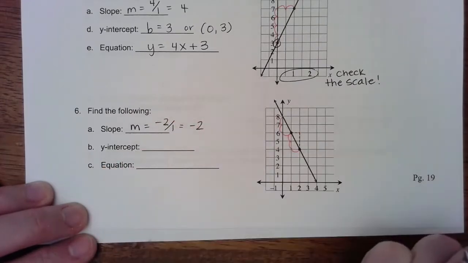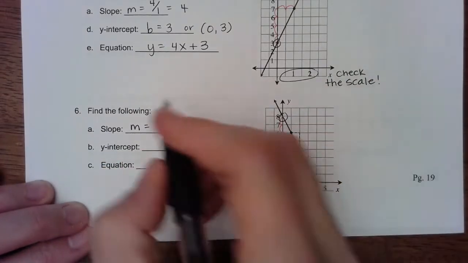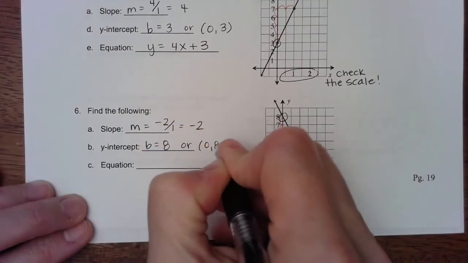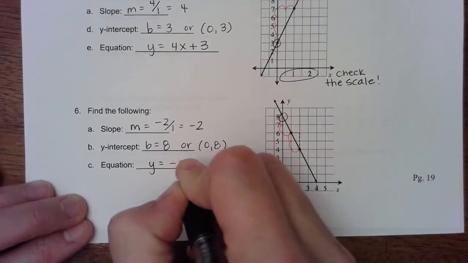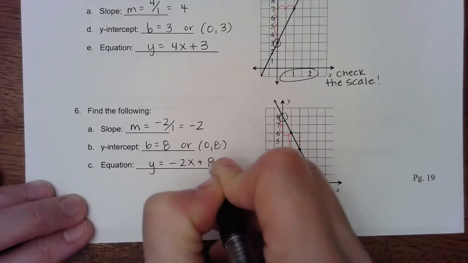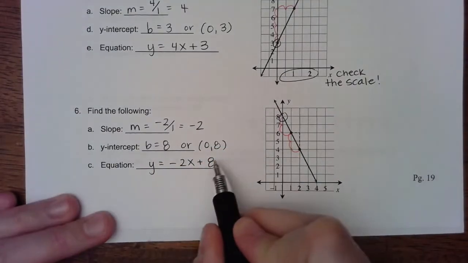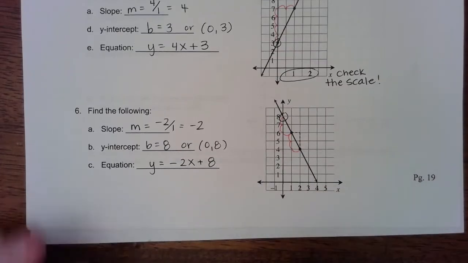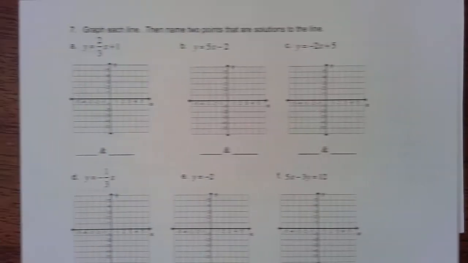My slope for this line is going to be negative 2. My y-intercept is up here at positive 8. And so my equation for this line is y equals negative 2x plus 8. It starts up here at 8, and then it goes down 2 over 1, down 2 over 1, and the points continue in that same pattern.